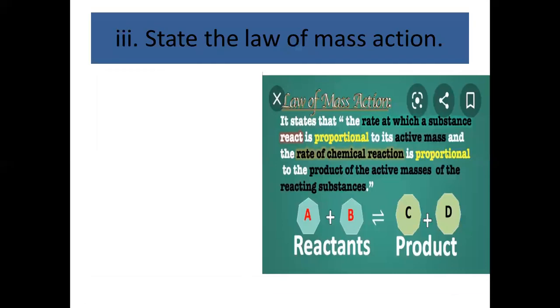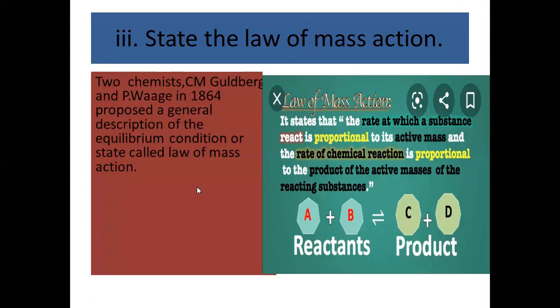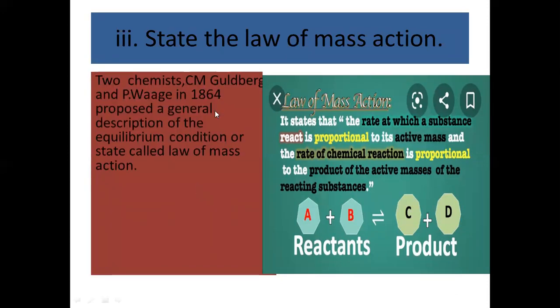The third question is, state the law of mass action. The law of mass action was proposed by two chemists, C.M. Guldberg and P. Waage, in 1864. They proposed a general description of the equilibrium state, which is called the law of mass action. It states that the rate at which a substance reacts is proportional to its active mass, and the rate of a chemical reaction is proportional to the product of the active masses of the reacting substances. Suppose A and B are the reactants, they will react together and form the product, and the double arrows show the reversible reaction.